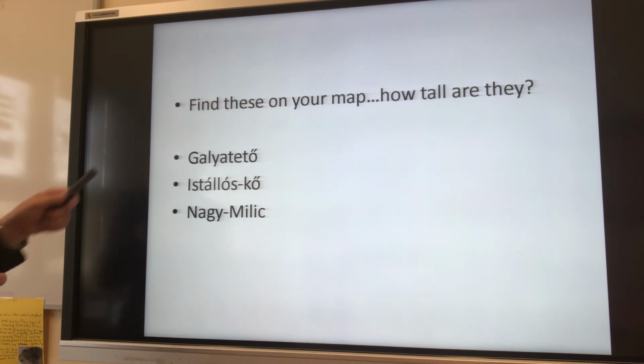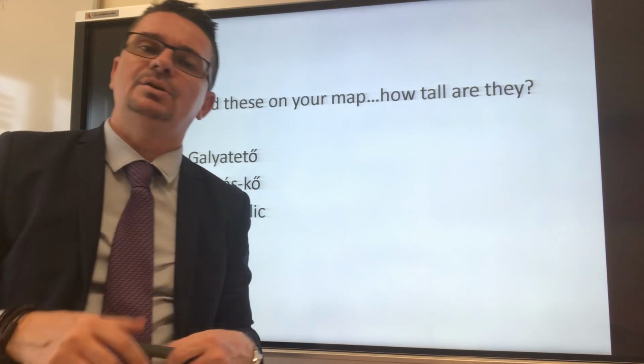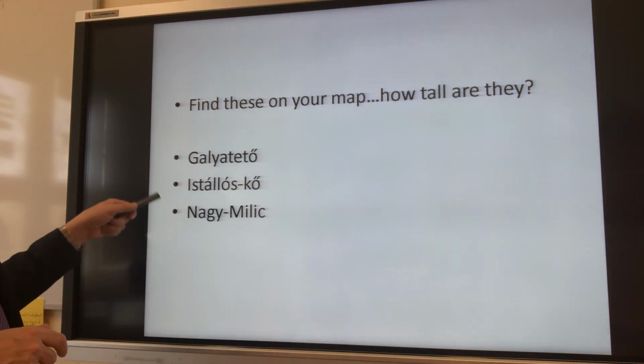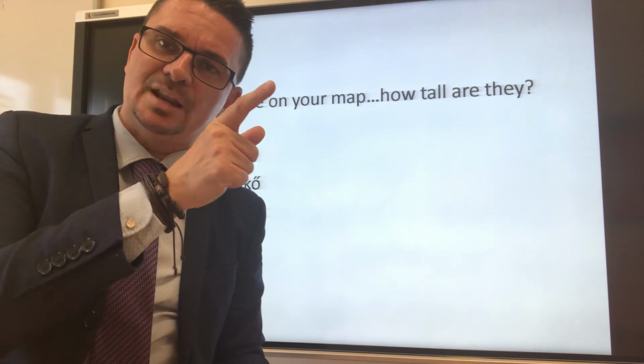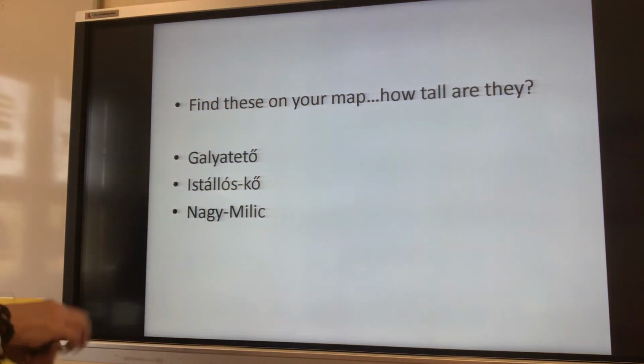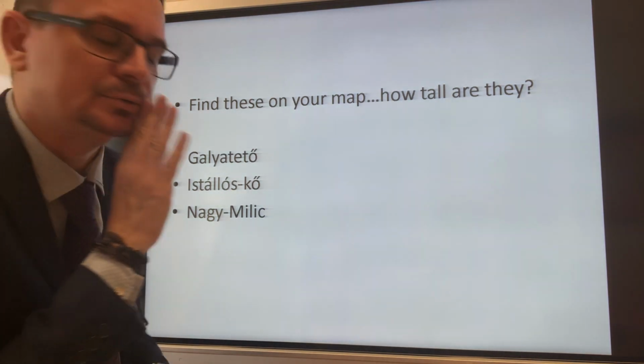Open your atlas and find these places, just to practice. You can go back in my video footage and you can find 2 of these there, but Gyula-tető is not symbolized, so that's the challenge for you. Can you find Gyula-tető? I will help you a bit. It's in the Mátra Mountains. Okay?